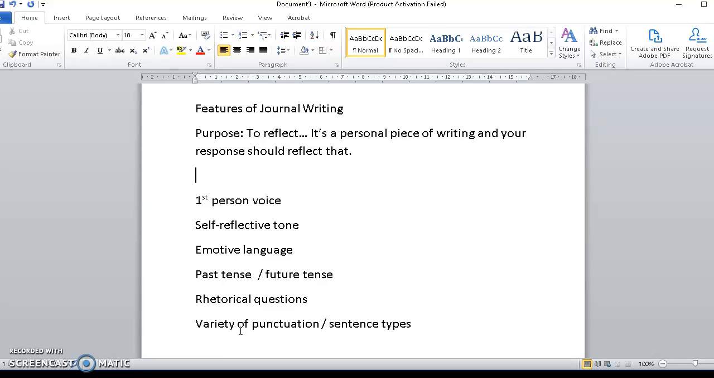And it doesn't matter what directed writing tasks you get, vocabulary, punctuation, sentence types, the mechanics of your writing, if you like, are always going to be so important if you want to get those top marks.